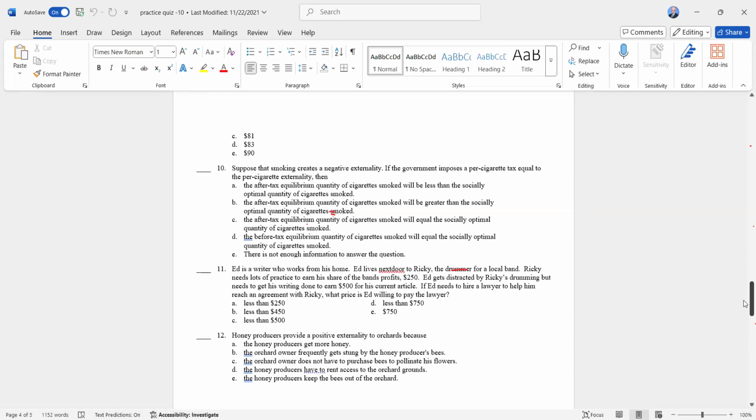All right. Honey producers provide a positive externality to orchards because honey producers get more honey. That's not the third party, so that can't be the answer. The orchard owner frequently gets stung. Oh, that'd be a negative externality. The orchard owner does not have to purchase bees. No. So, all right, the honey producer pollinates the flowers. So C, as in Caroline, is the answer.